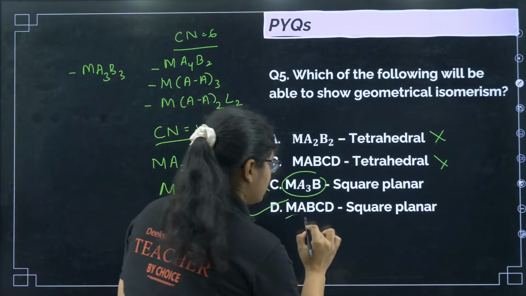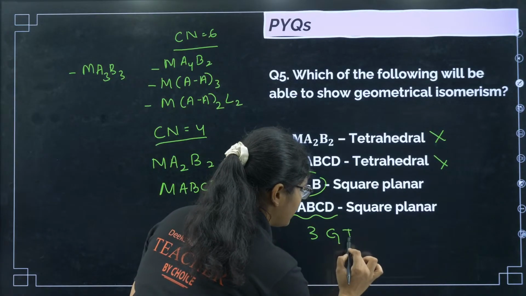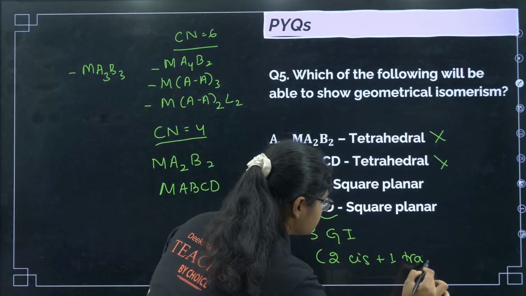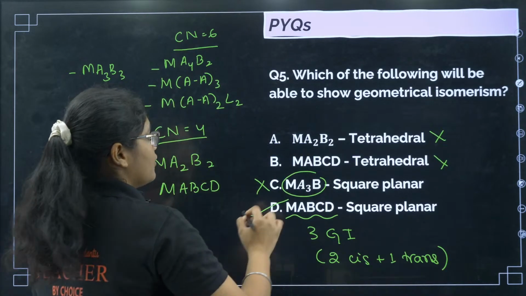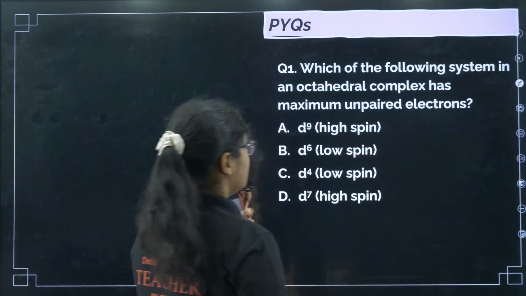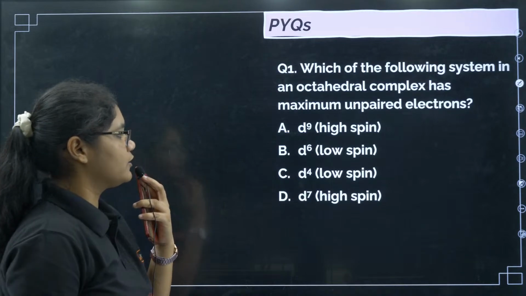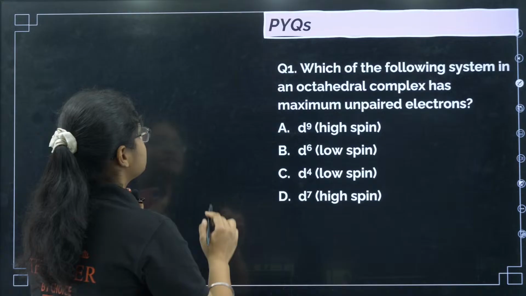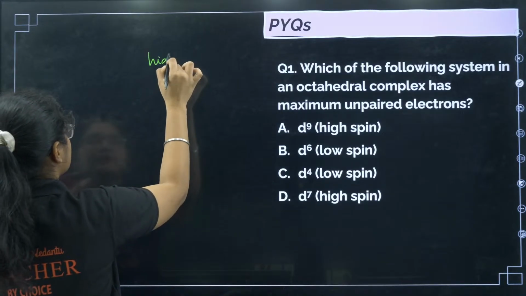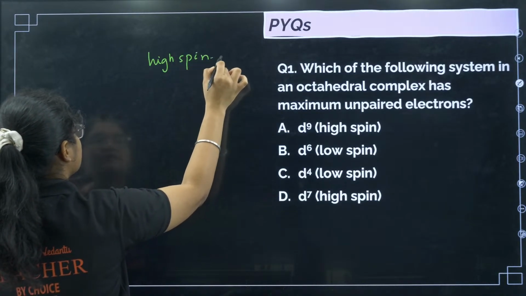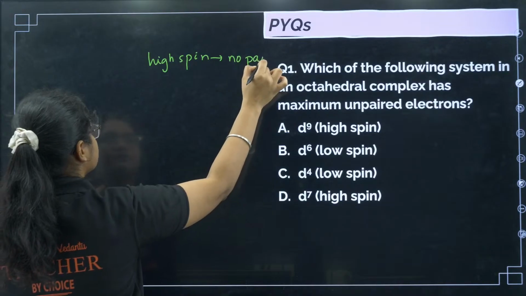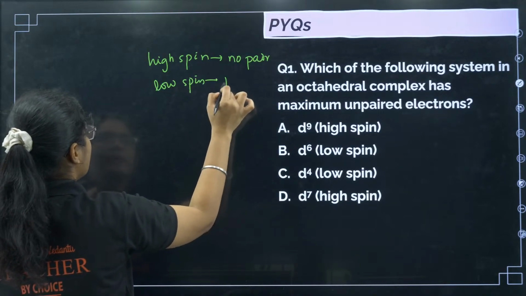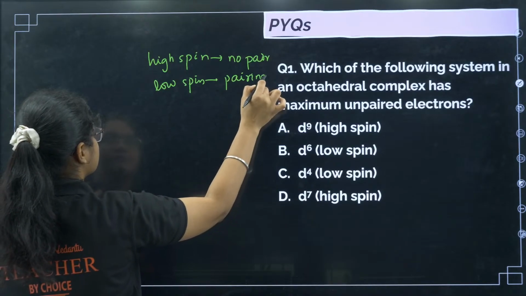Now here you remember, in ABCD we will get 3 geometrical isomers, out of which 2 will be cis and 1 will be trans. Clear? Okay, next question. Which of the following systems in octahedral complex has maximum unpaired electrons? Now see, whenever it is written high spin, high spin means there will be no pairing of electrons, and low spin means you have to do pairing of electrons.